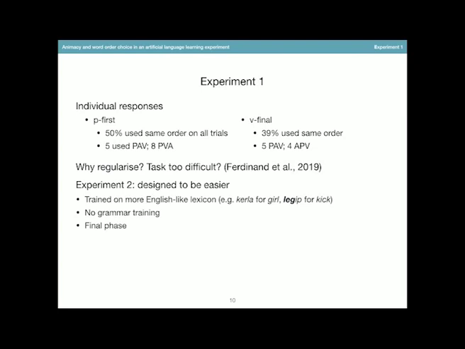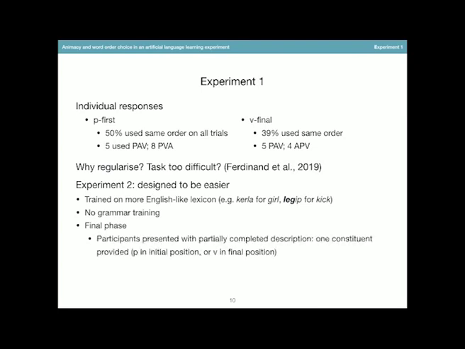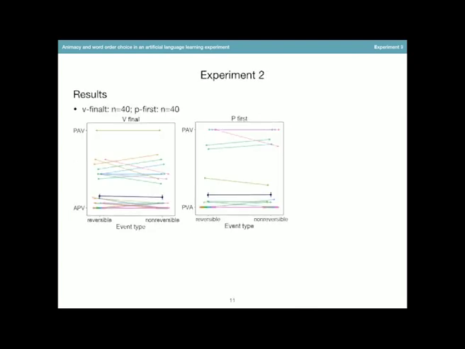So that means that in the final testing phase, we presented participants with a partially completed description. We provided the constituent that was always fixed. So it was either P in the initial position or V, the action, in the final position, depending on the language type they'd been assigned to. And so all they had to do was to complete the description using the vocabulary that they'd been trained on. We also implemented a filtering criterion, so only participants who learned the vocabulary well enough proceeded to the final testing phase. So these are the results.